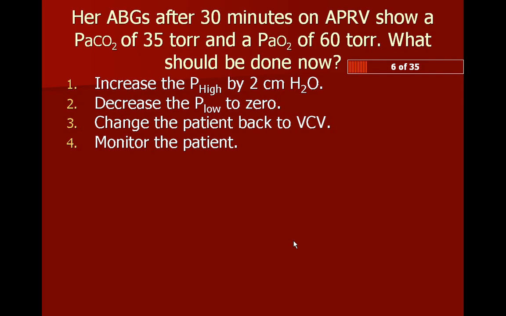What should you do now? I probably should have put a number 5 on there. SVN with albuterol at 0.5. I write questions for the NBRC, and I always put that in there as a little bit of a joke as one of the options.